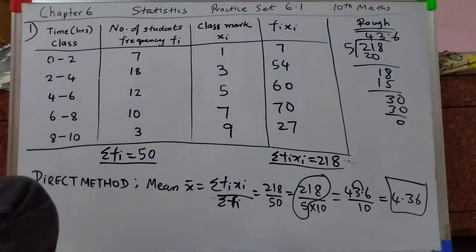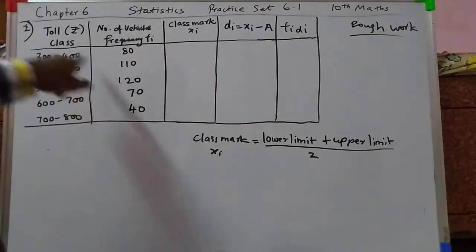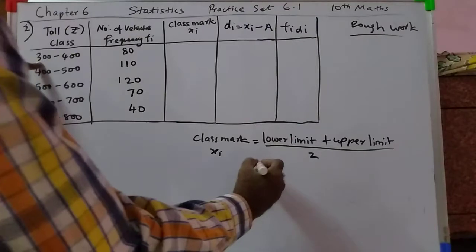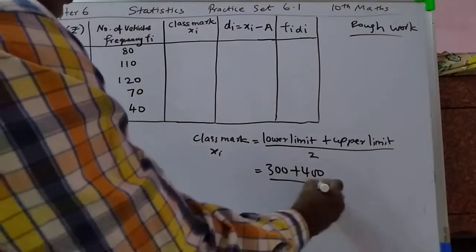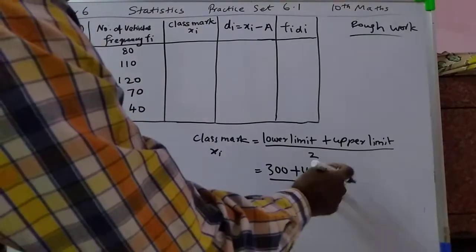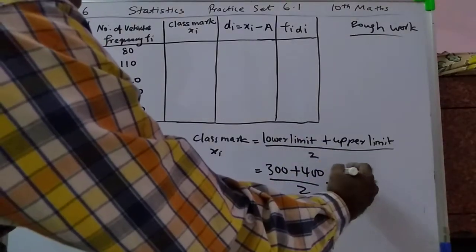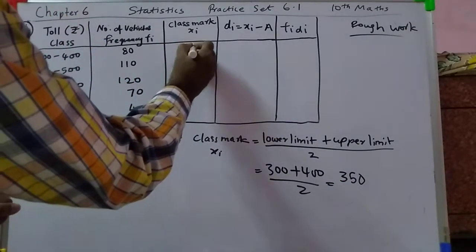Now let's do next problem. Okay, second problem, first we'll calculate class mark from here. So that is equal to 300 plus 400 divided by 2. That to calculate, okay. That will be, take 50 from here, or you can calculate like this, it will become 350. Okay. That will write here.